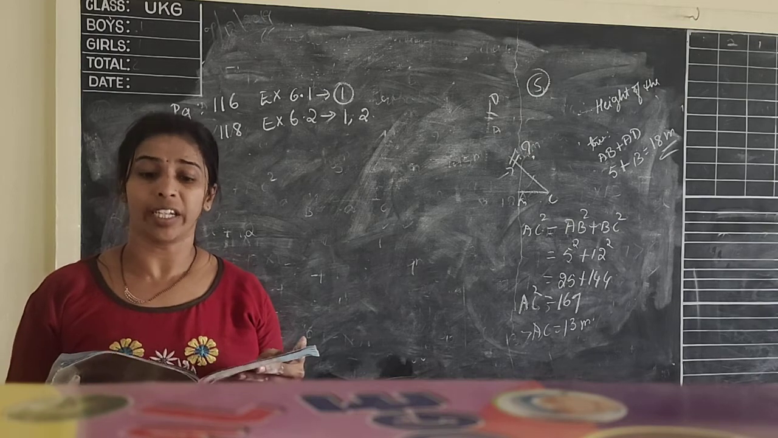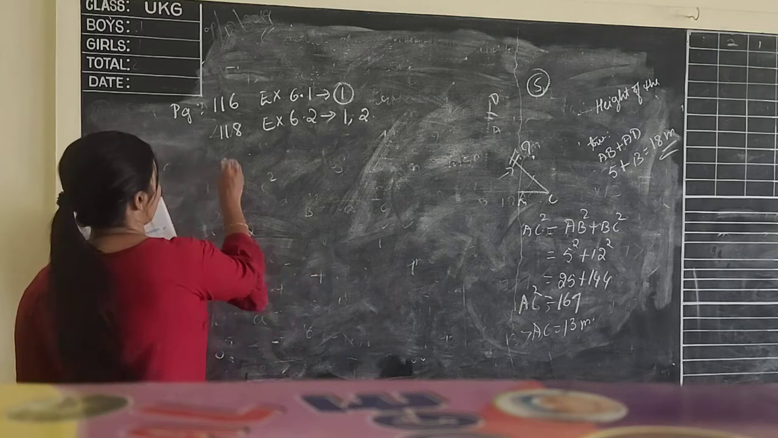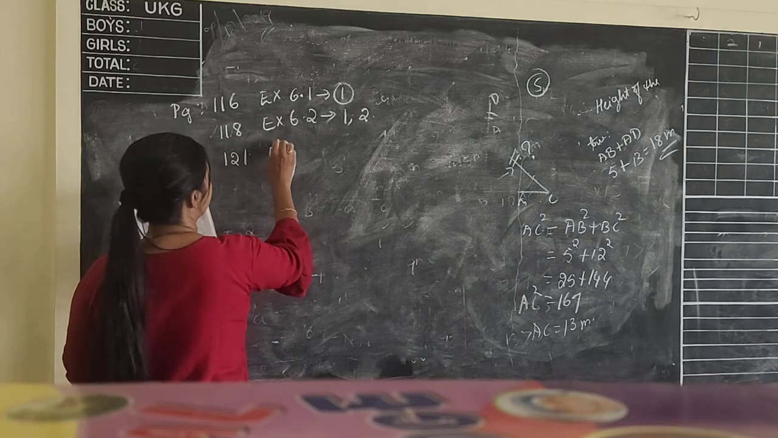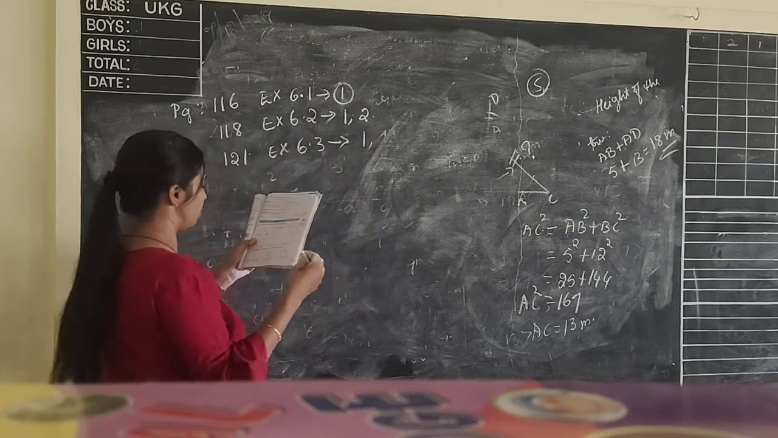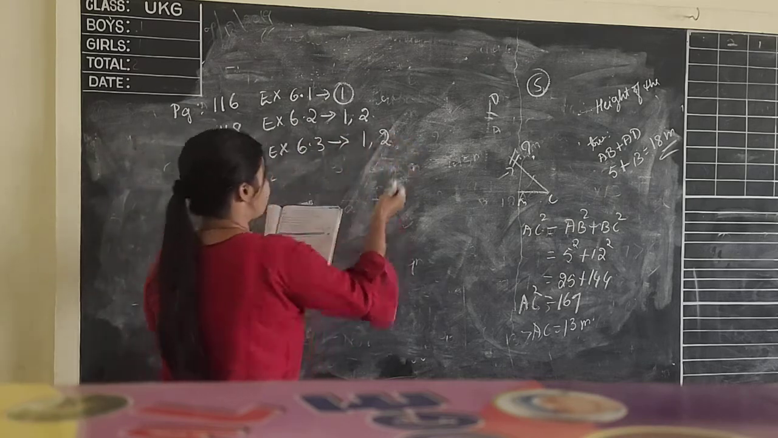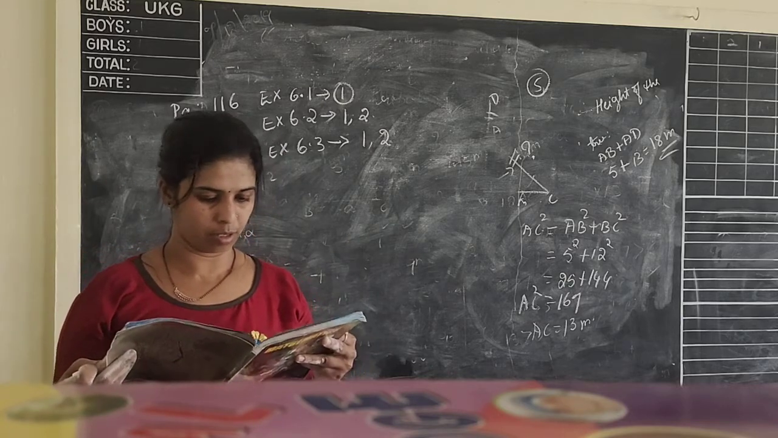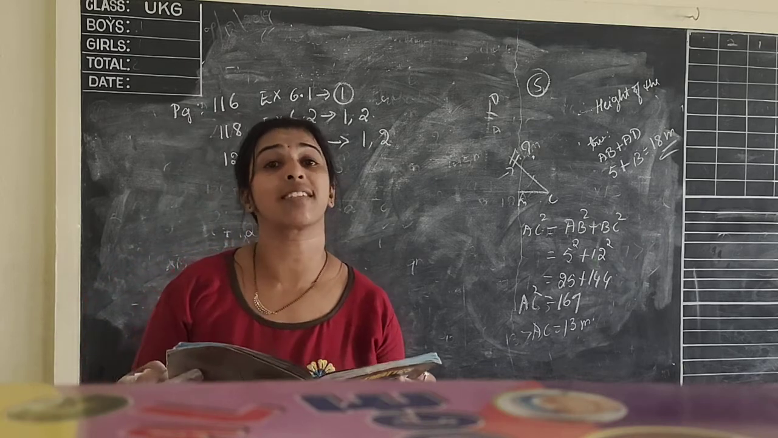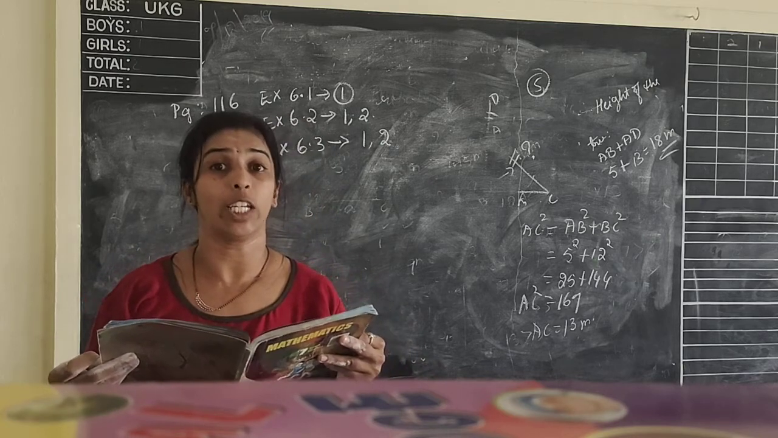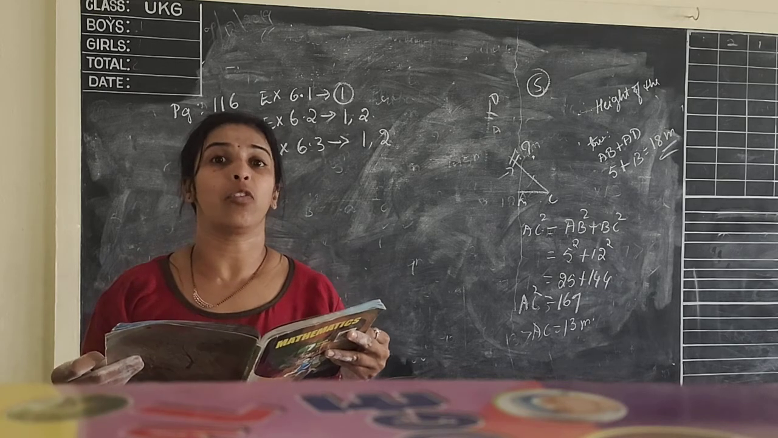Then example question from the reader, you refer to the reader. Exercise 6.3, page number 121. Roman number 1, Roman number 2, full. Next, there only below, they are given think, discuss and write in the page number 122. Think, discuss and write. That you answer for your 1 mark, okay?